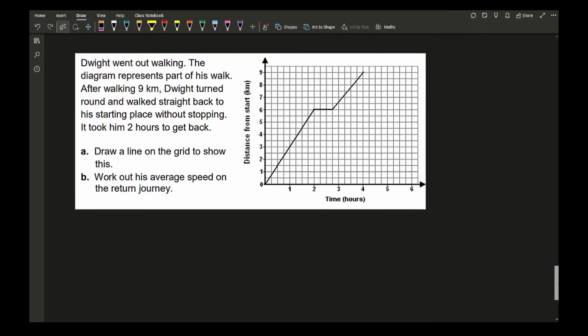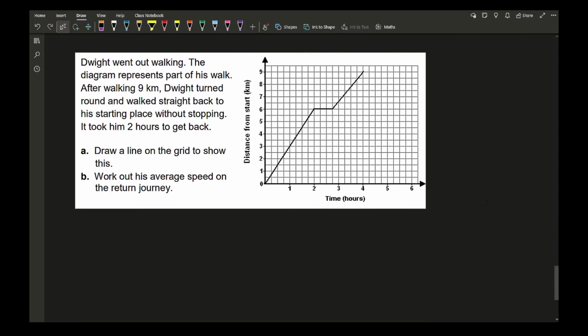And finally, looking at this particular question, those of you who watch The Office might recognize this name. So here we've got Dwight went out walking. People are usually walking or taking a car or train ride. The diagram represents part of his walk. After walking 9 kilometers, Dwight turned round and walked straight back to his starting place without stopping, and it took him 2 hours to get back.